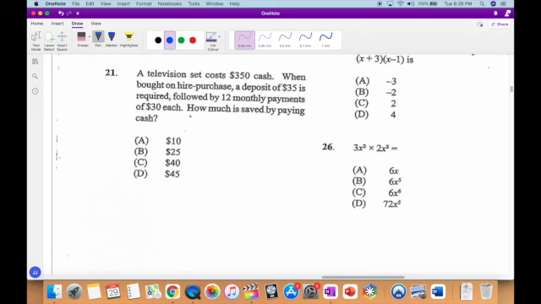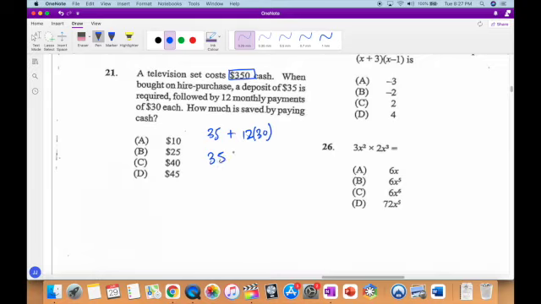Followed by 12 monthly payments of $30 each. How much is saved by paying cash? So it costs $350 cash, right? But when you buy it on hire purchase, it's $35 plus 12 monthly payments of $30 each.